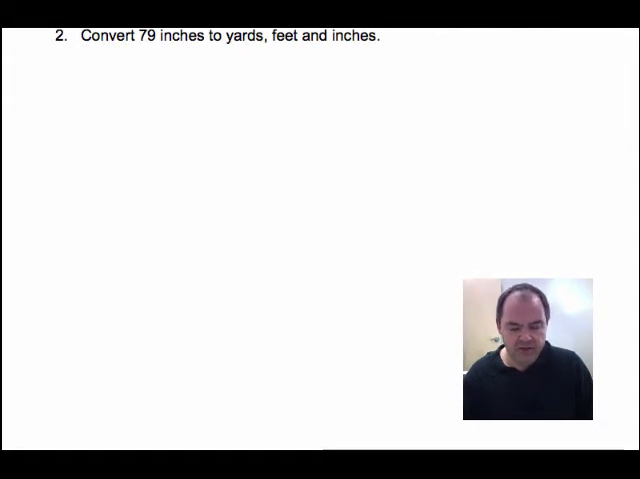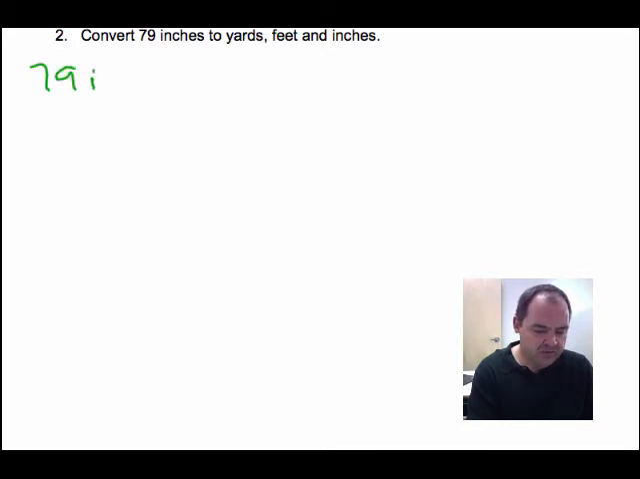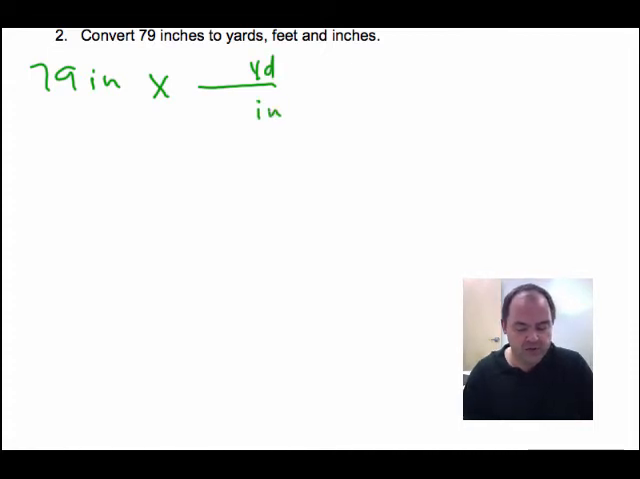In our next example, we want to convert 79 inches to a certain number of yards, the most number of yards we can get, the most number of feet, and then the leftover inches. So 79 inches. Now what we probably want to do here is start with the biggest units and work our way down. So the largest of these units are yards. So let's put yards on the top because inches needs to go on the bottom in order to cancel out. Look to our formula sheet and we will see that 1 yard is equal to 36 inches.